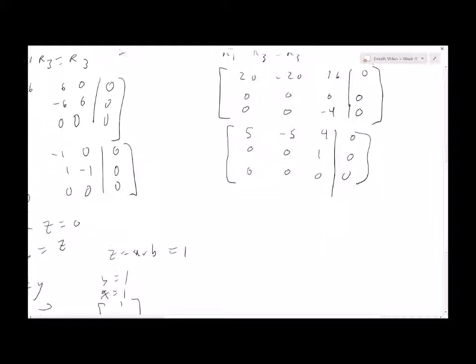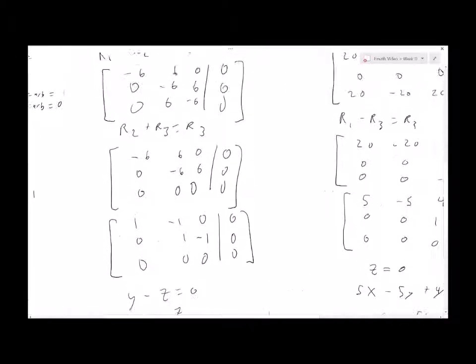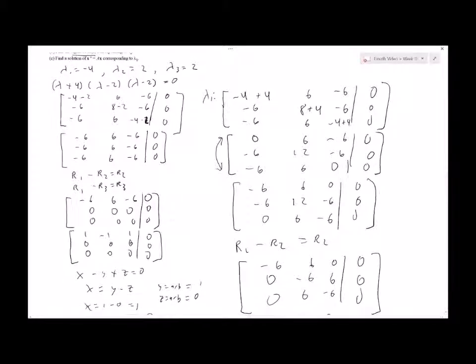So now we know one thing. z must be 0. Now we know that 5x minus 5y plus 4z equals 0. Since z is 0, it doesn't matter. So 5x equals 5y, or x equals y. Now, here we only got one row of zeros, where before we got 2 rows of zeros, if you notice.